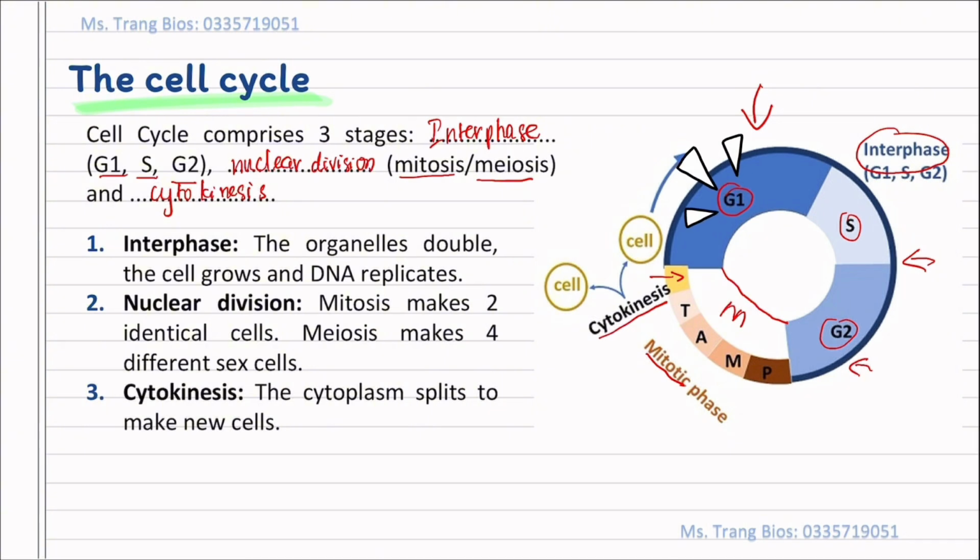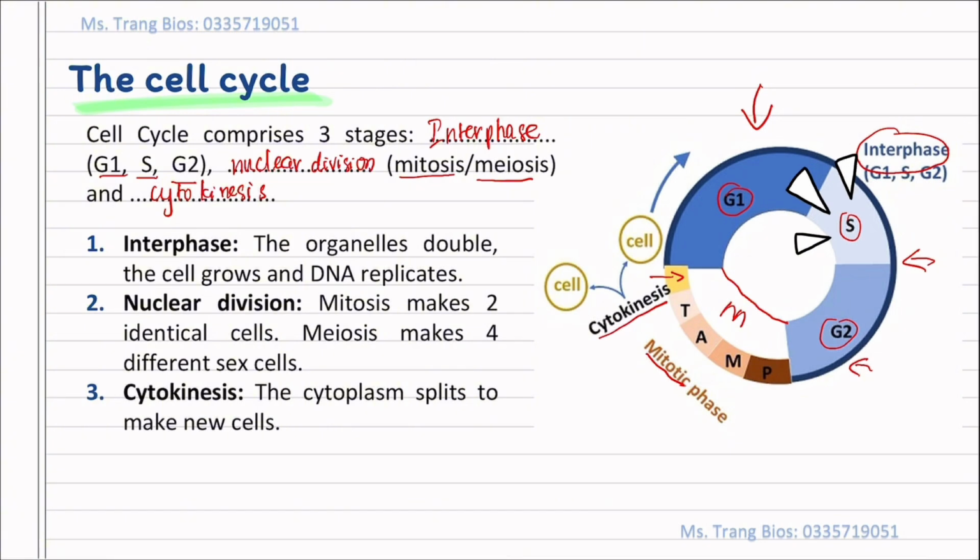So the G1 phase is when all of the organelles in the cell will double and the cell itself will grow in size. This is in preparation for when the cell does split. The new cells will be big enough and both of those new cells will have their own portion of each organelle.